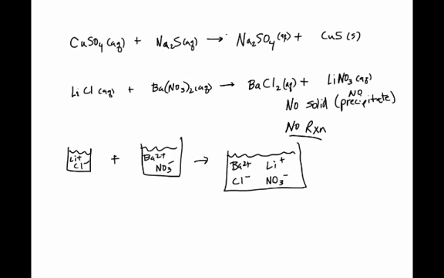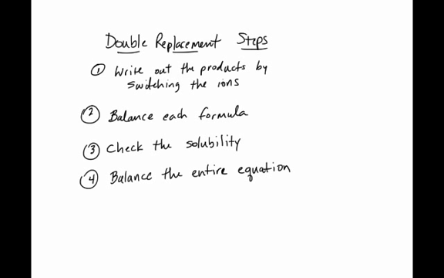But that's pretty much it for double replacement reactions. So we'll talk about them in class and look at them again. But one last slide I'll put up here is a little step-by-step account on how to write double replacement reactions. First thing, write out the products by switching the ions. 2, balance each formula. Very important. A lot of students miss that step. And step 3, check the solubility. And of course, don't forget to balance the entire equation. Okay? So we'll look at a little bit more in class, and I'll see you later.